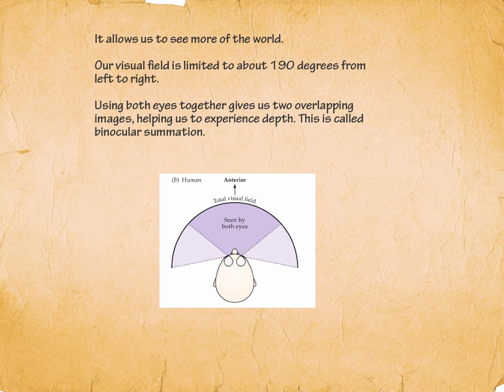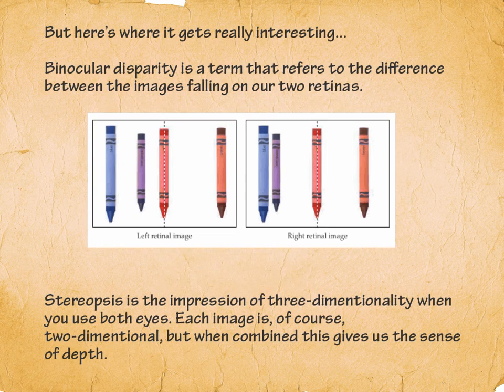Our visual field is limited to about 190 degrees from left to right. Using both eyes together gives us two overlapping images, helping us to experience depth. This is called binocular summation. But here's where it gets really interesting. Binocular disparity is a term that refers to the difference between the images falling on our two retinas. Stereopsis is the impression of three-dimensionality when you use both eyes. Each image is, of course, two-dimensional, but when combined this gives us the sense of depth.